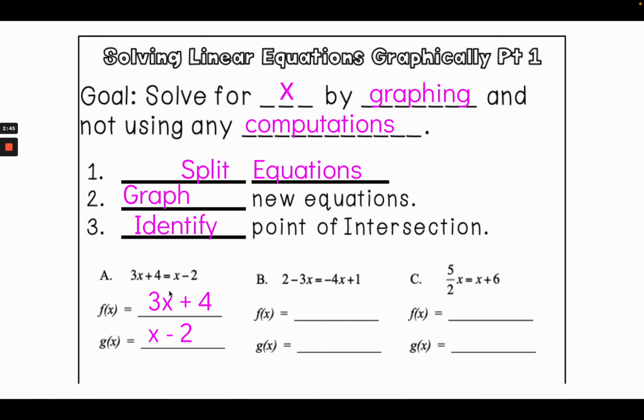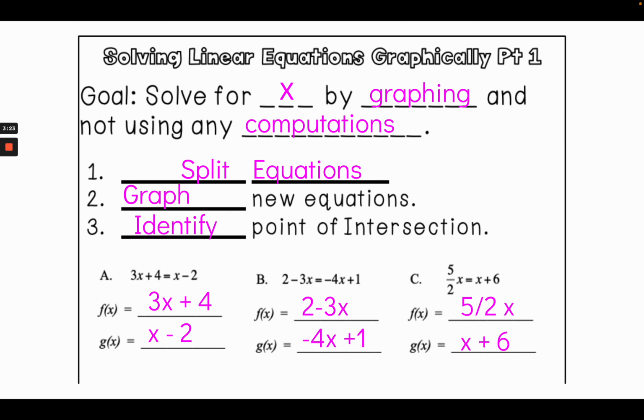Okay, let's go to B and let's try that out. Again, I'm going to take my long equation and split it into two. Whatever is on the left side, I'm going to put in for f of x, so 2 minus 3x. And g of x is going to be negative 4x plus 1. Go ahead and try this one on your own, and then we'll talk about it in just a second. You should have split your equation, and f of x is going to be equal to 5 over 2x, and g of x is going to be equal to x plus 6.